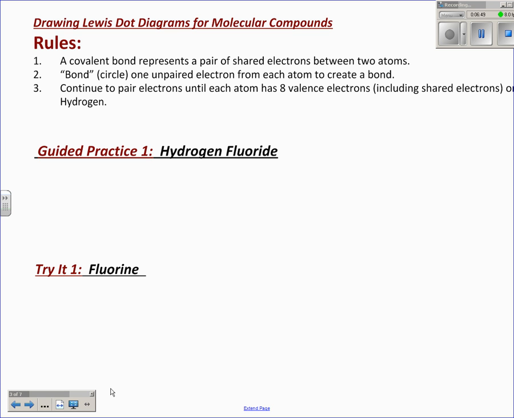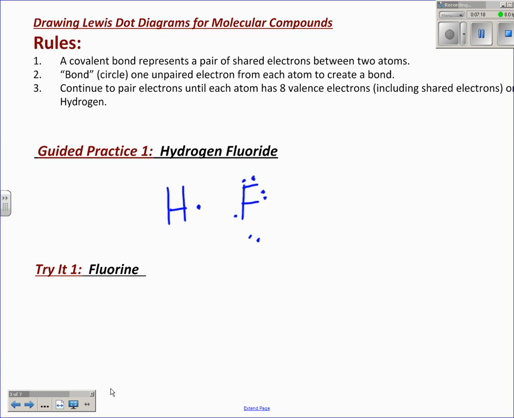So we start by drawing the electron dot diagrams for each atom. We look up hydrogen. Hydrogen has 1 valence electron. Fluorine has 7. So we draw the electrons around it. I try and draw it so that the unpaired electrons are facing the other atom. It just makes it a little bit easier. Then I look. Fluorine has 3 paired and 1 unpaired.